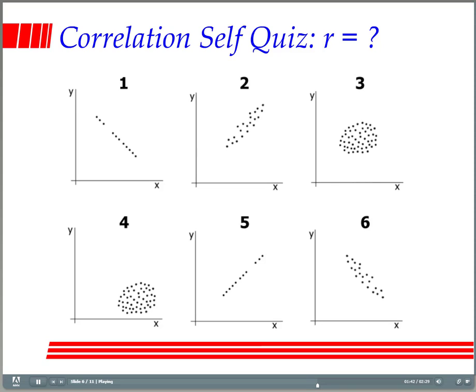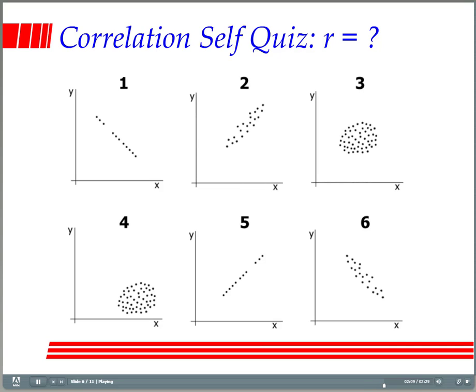Now situation 4 has the same pattern as situation 3. That's just to illustrate that it doesn't matter where in the quadrant we have this pattern. The fact that there's basically a flat line showing the relationship between the two shows that r is equal to or close to 0.